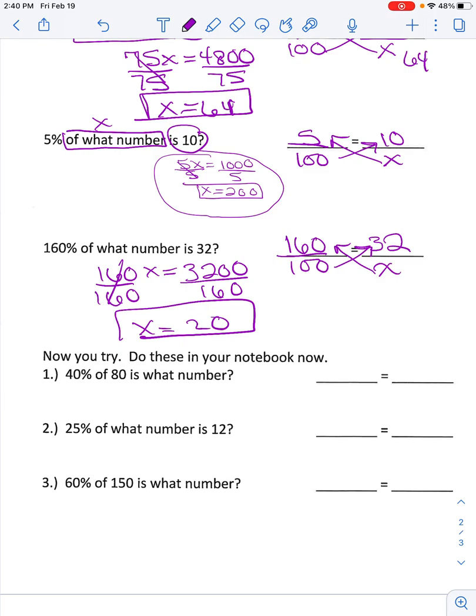Okay, number 1, 40%. Let's make sure you set it up correctly. Of 80 is what number? Did you set it up correctly? When we cross multiply, we have 100 times x is 100x. 80 times 40 is 3,200. And we divide by 100. So x is 32.